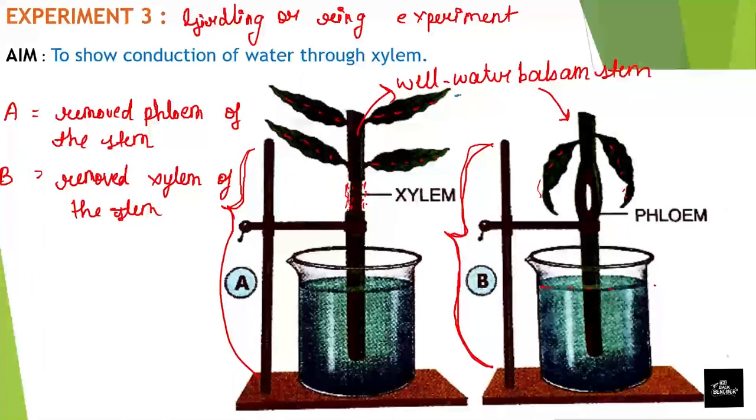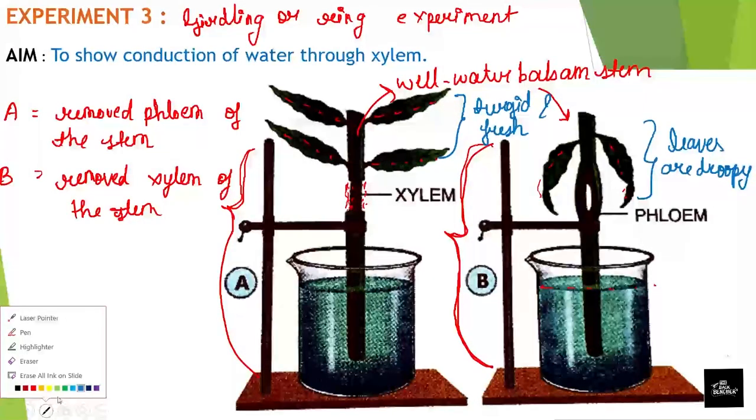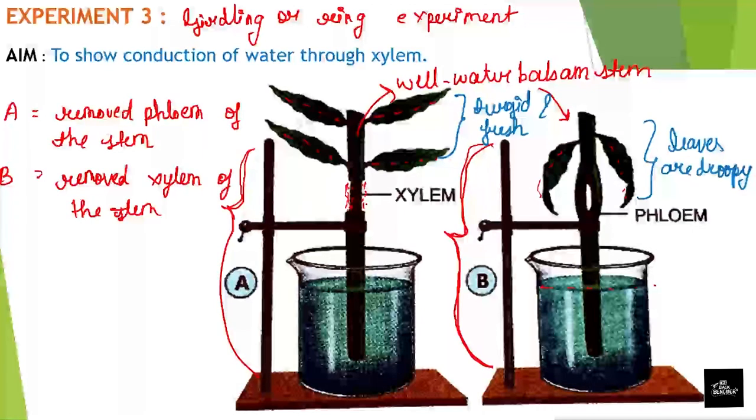We see in this experiment, in setup A, the leaves look rigid, or in plant terms, we can write here turgid. The leaves look turgid and fresh. But in case of the B apparatus, we can see that the leaves are droopy. Why are the leaves droopy? The leaves have become droopy because in apparatus B, the xylem is removed from the stem. So xylem is removed. That means there is no organ to carry water and supply water to the leaves. Therefore, the leaves are droopy.